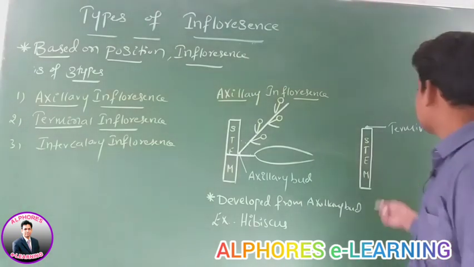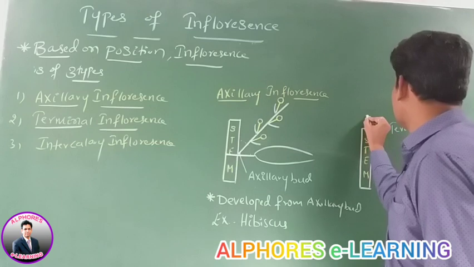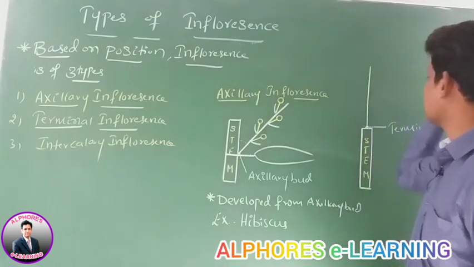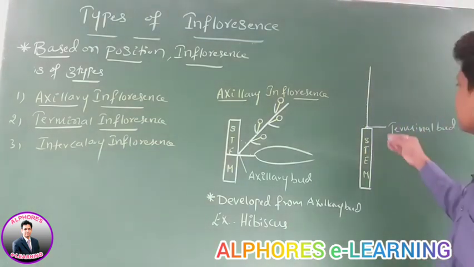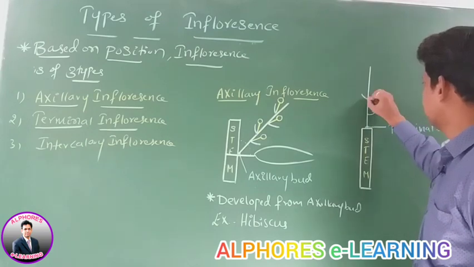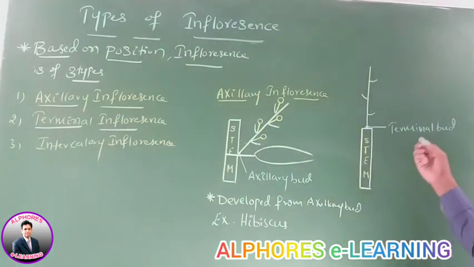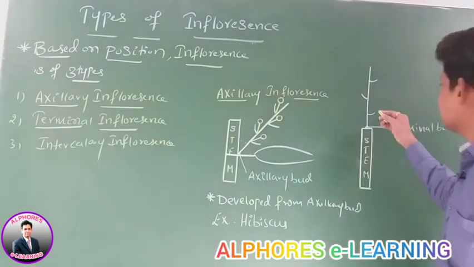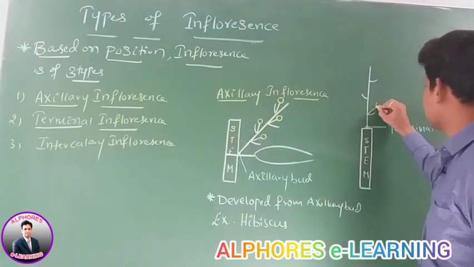This terminal bud develops into a peduncle. On the peduncle, bracts are present. Yes or no? From the axil of these bracts, flowers are developed.